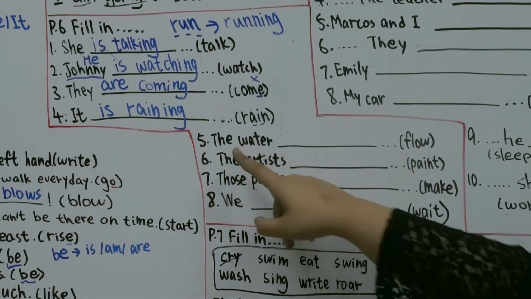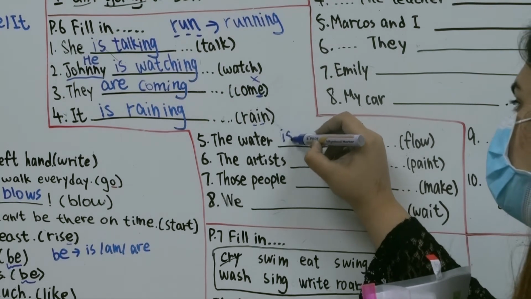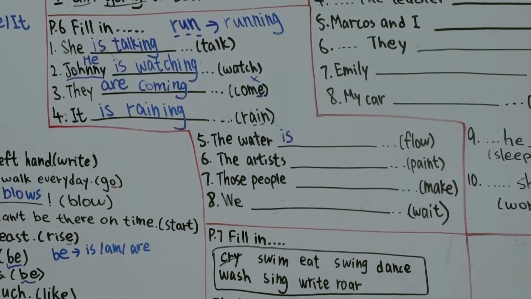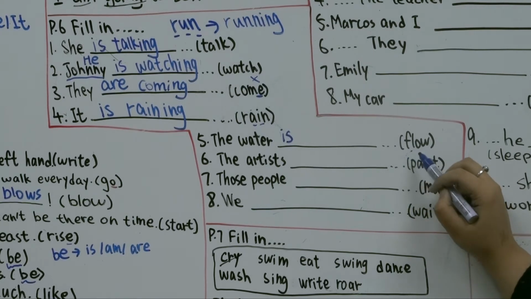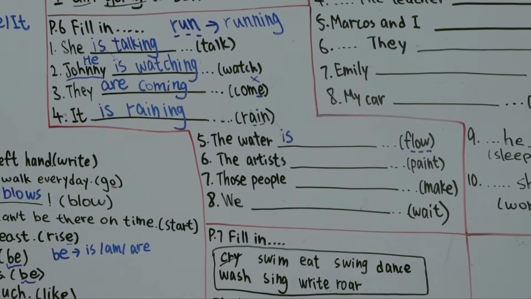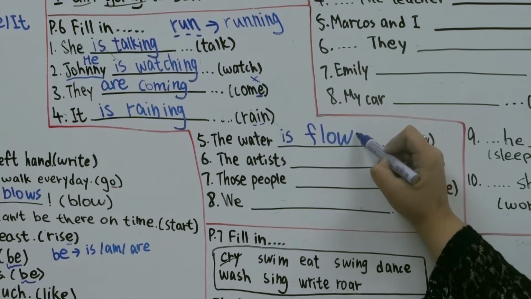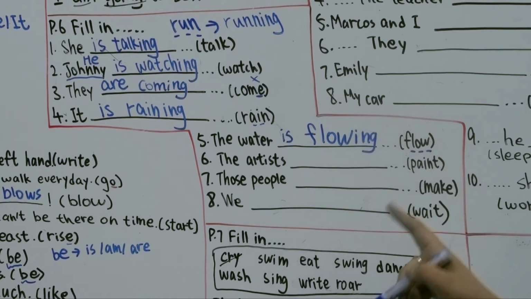Let's have a look at number 5. The water space. All right, the water is... I know it ends with consonant, vowel, consonant, right? Do you think we have to double the letter W? No. We don't have to, okay? The first reason is W can't be doubled, as I said. W, X, Y can't be doubled. Okay? Let's see.